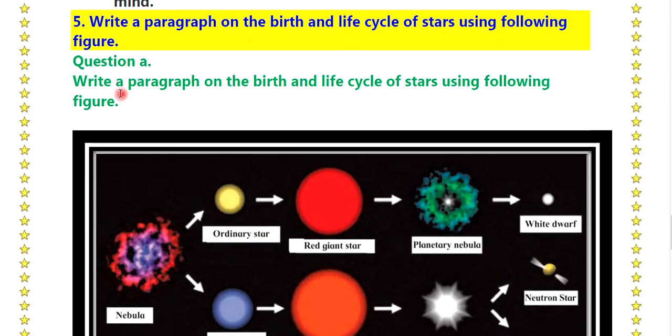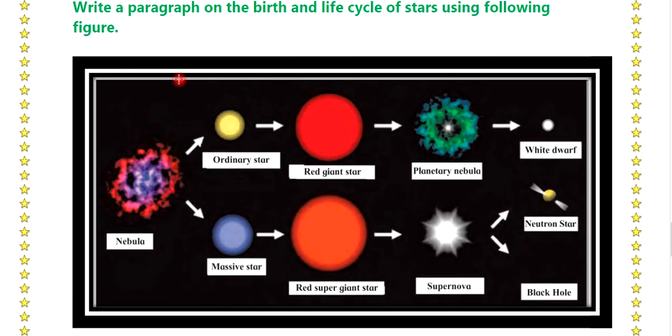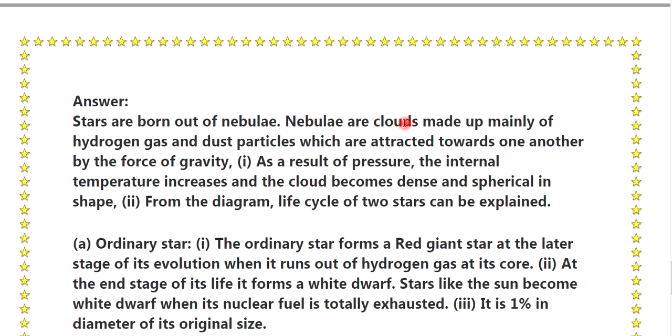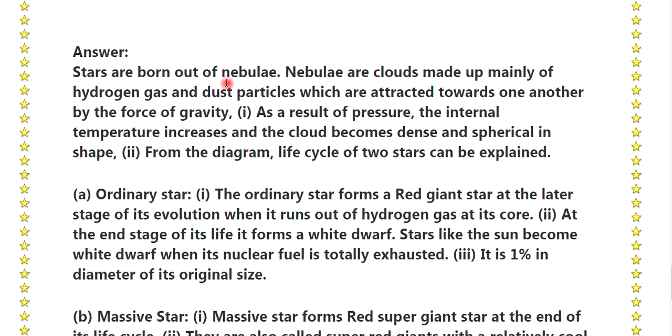Question number 5. Write a paragraph on the birth and the life cycle of stars using the following figure. Question A. Nebula. Ordinary star, red giant star, planetary nebula, white dwarf. After that, nebula, massive star, red supergiant star, supernova, and it gives neutron star and black hole. Answer: Stars are born out of nebula.